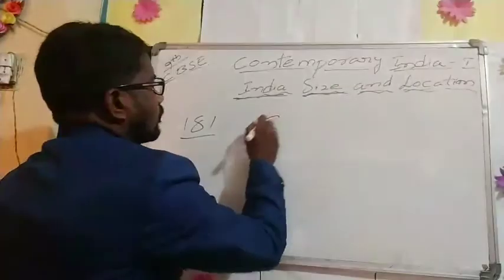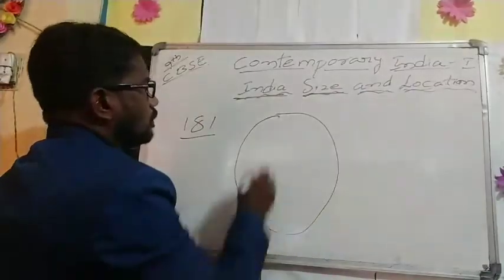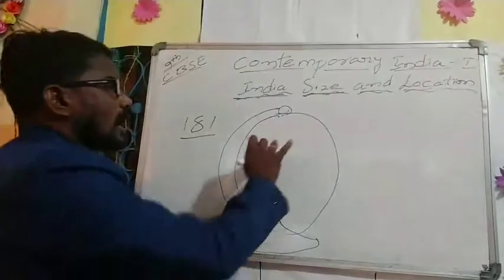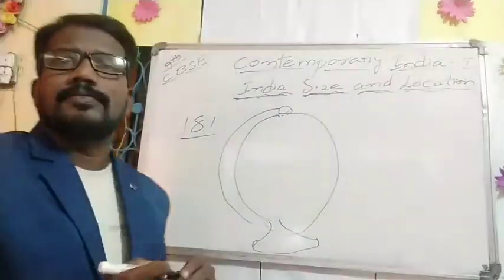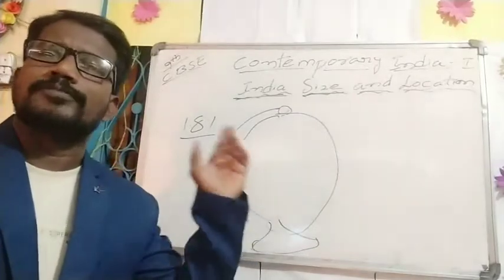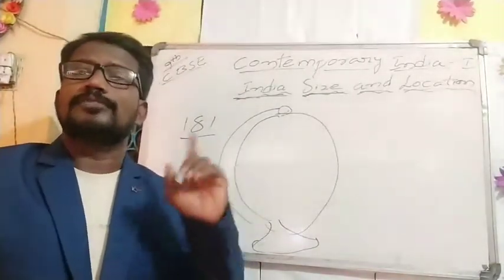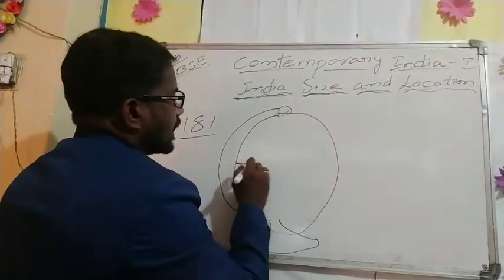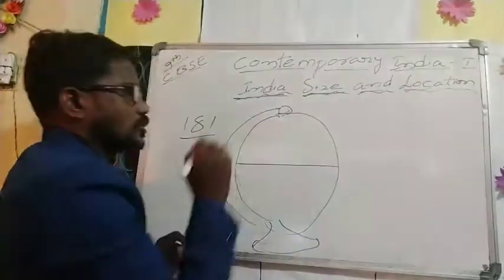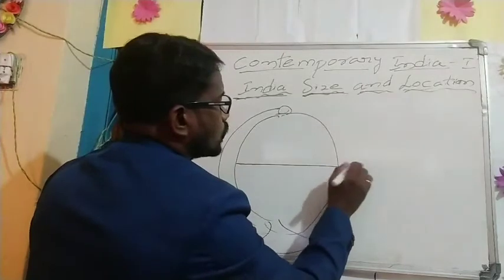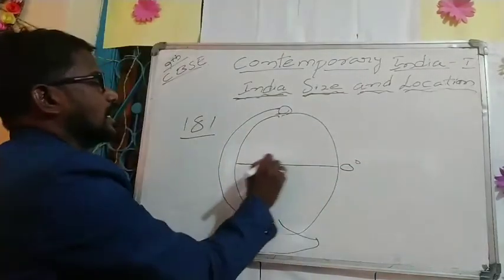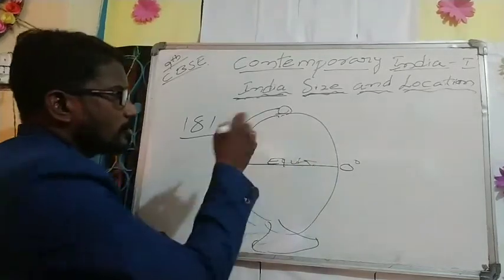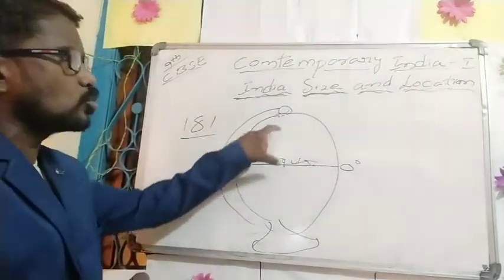For example, this is the globe. On the globe we can identify, because the globe is the model of the earth. The earth can be divided into two hemispheres, or two parts, because of the 0 degree latitude, which is called the equator. So the equator divides the earth into two parts.